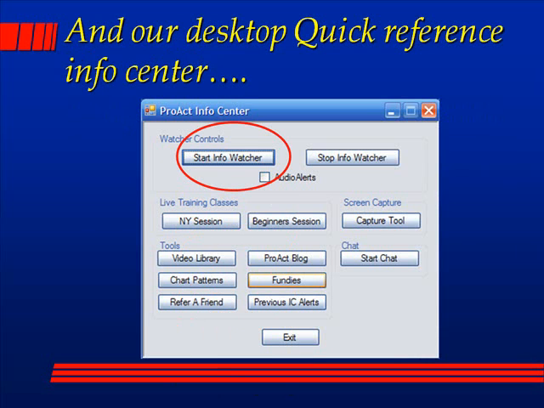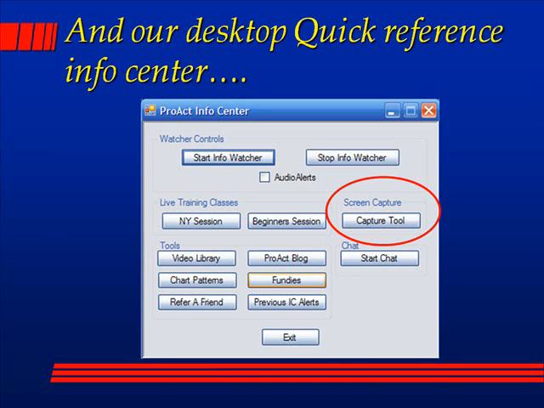And as we see trades, maybe not in the New York session, maybe in the London, maybe in the Asian, or here's a heads up, things are moving this way. We will post those in our info watcher, and they will automatically show up on your desktop. You can click the audio alerts here, and it will actually bing a sound for you so that you know that you've got an alert. Over here, you can click right into the New York session right from here. Same thing with the beginner session.